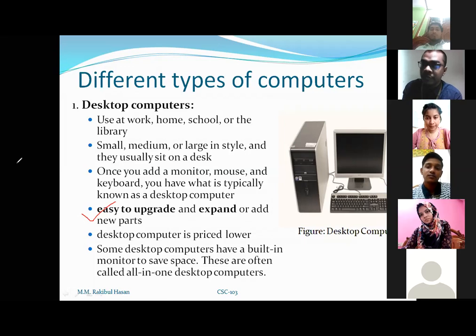I can add a TV card, I can add a sound card. According to my need, I can expand my computer system. I can upgrade my CPU, I can upgrade my motherboard, I can add more space in my hard disk. So this type of thing we can perform. According to our need, we can upgrade our desktop computer. So this is the main advantage of this desktop.